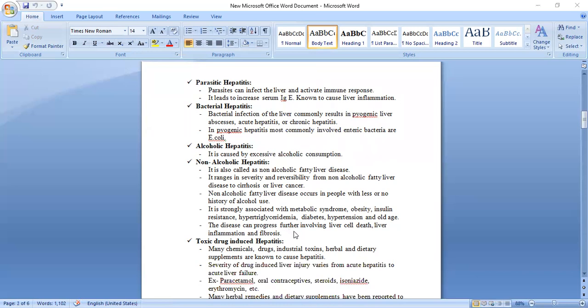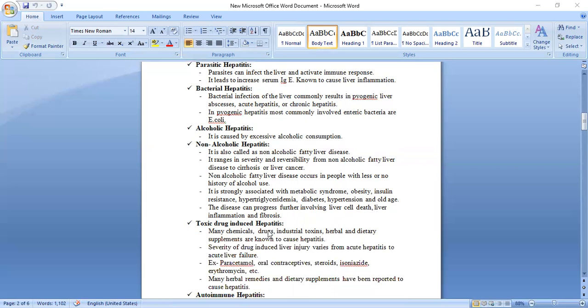hepatitis. The disease can progress further, involving liver cell death, liver inflammation, and fibrosis. If you do not treat it in time, it will further exaggerate, progress and cause liver cell death, liver inflammation and fibrosis. So that's why liver damage will take place. And sometimes there are chances that in the last stage, transplantation is an option.